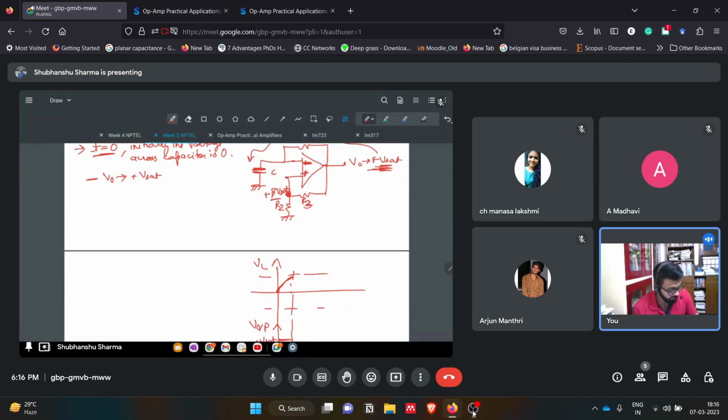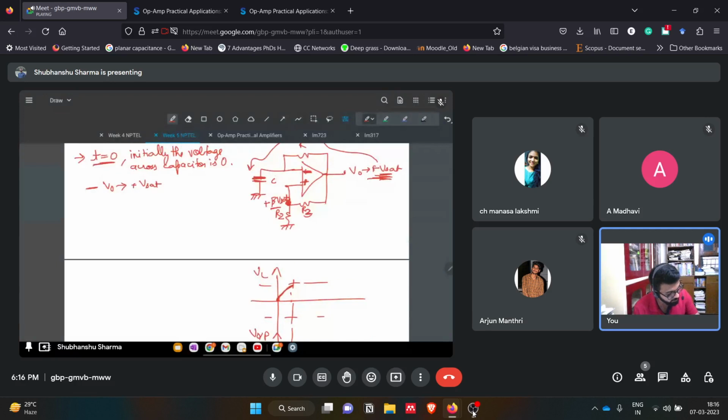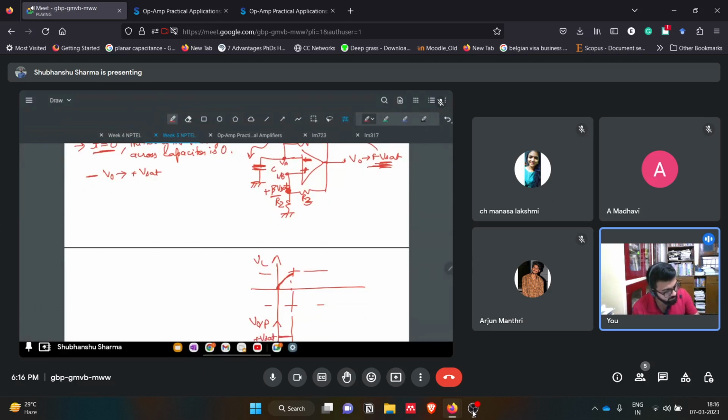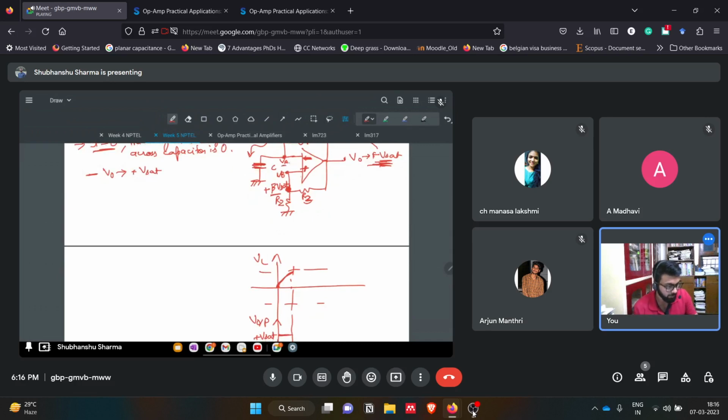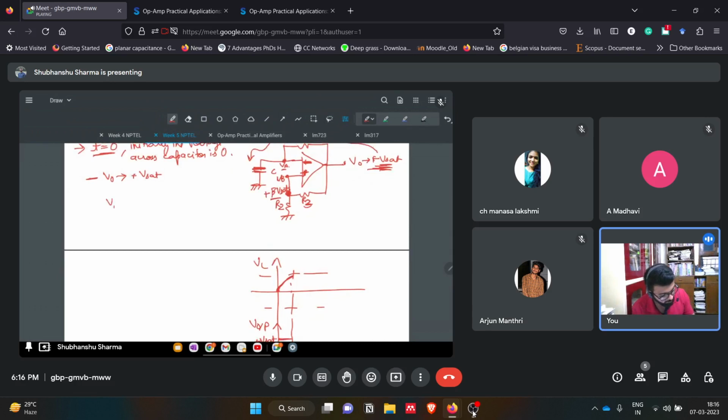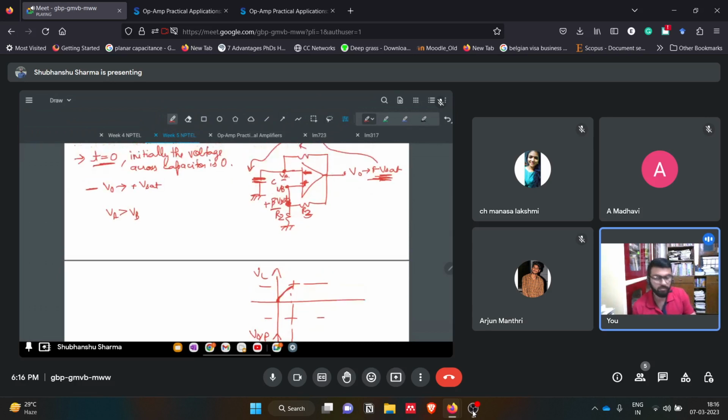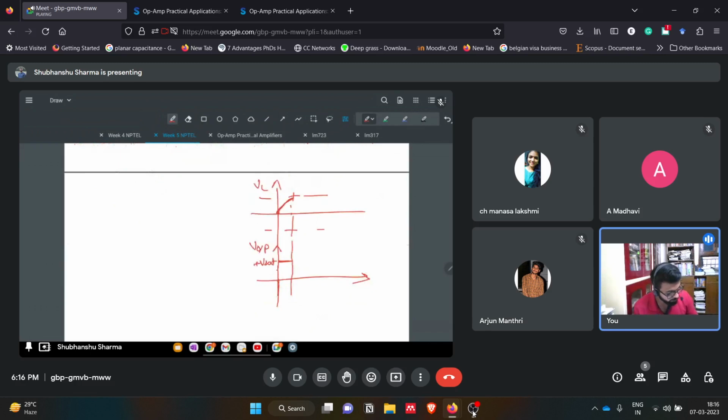Based on that, see the capacitor voltage, which we can call VA at this point, and at the non-inverting side we can mark it as VB. Once VA becomes more than VB, what will happen? The output of the op amp will switch from plus Vsat to minus Vsat. Okay.